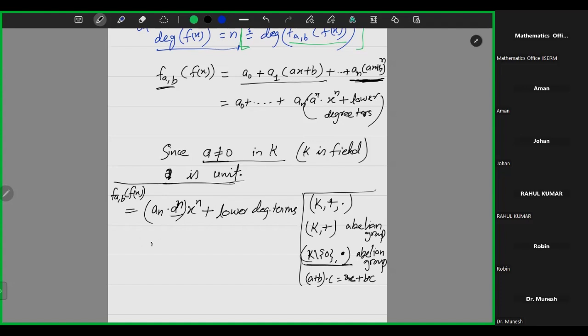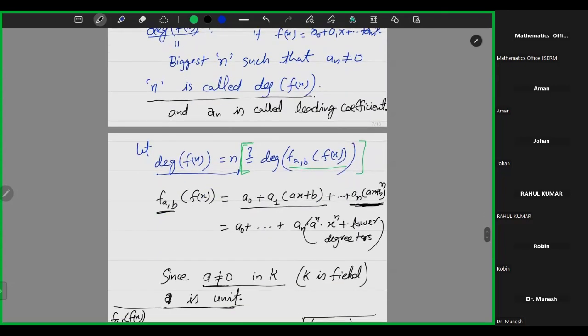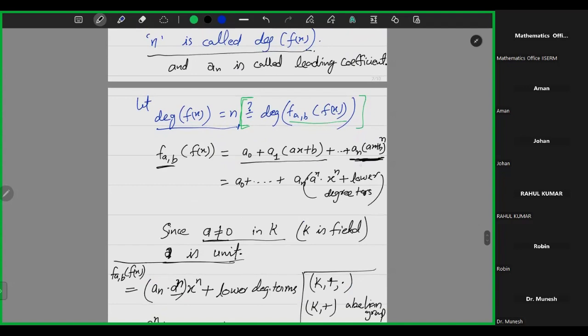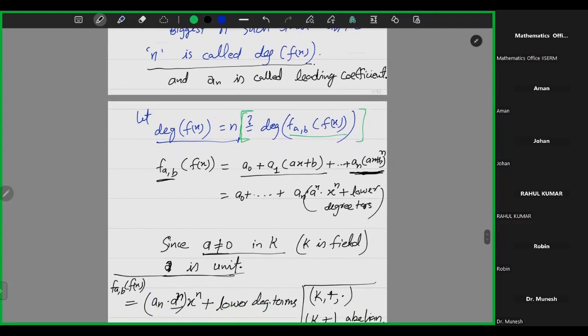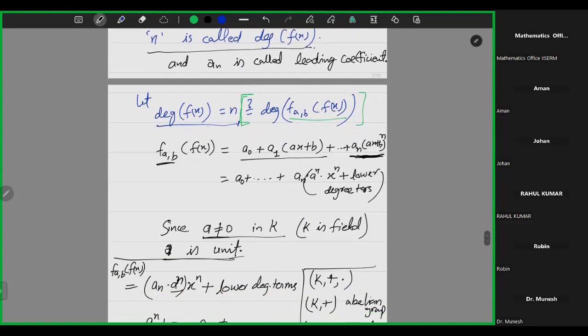Because a is a unit, a power n is not zero. a_n is anyway not zero because f is of degree n and a_n is non-zero. We are always assuming a_n is non-zero, wherever it is appearing.